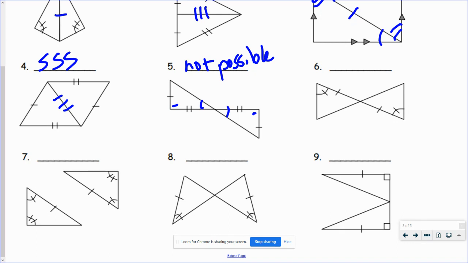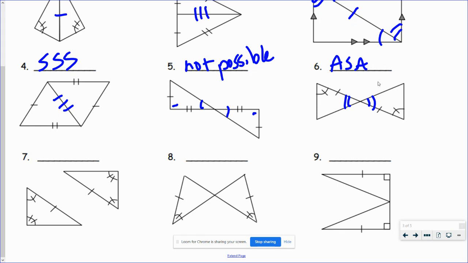Number 6, we have a pair of angles and a pair of sides marked congruent. We don't have enough yet, but we could notice that these two angles are vertical and therefore would be congruent to each other. Now we have two pairs of angles and a side included between the two. So we could say that these two triangles are congruent by angle, side, angle congruent.